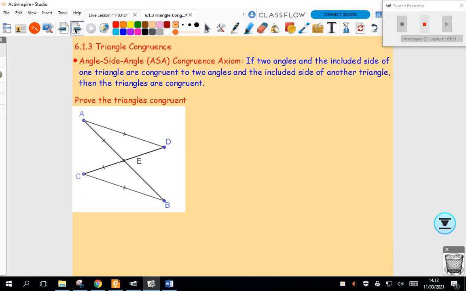Looking at my third proof here for triangle congruence is the ASA, the angle side angle congruence axiom, which says if two angles on the included side of one triangle are congruent to two angles on the included side of another triangle, then the triangles are congruent. So we're talking about angles. If I take that angle and that angle, the included side is the side that runs from one angle to the other angle.